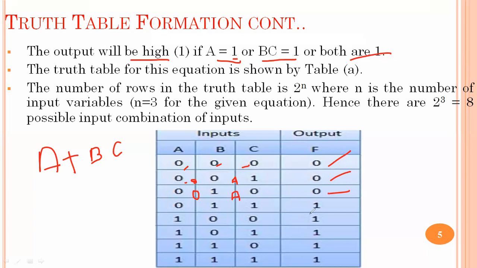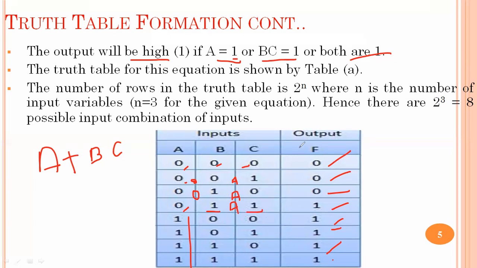Next is 0, 1 and 1. So here BC is 1. The AND operation of both, B and C, is 1. Here A is 0, but still, as per this equation, the output is high. And in all the other rows, when A is high, the result is high, even if the values of B and C are 0. So this is the truth table for this equation.